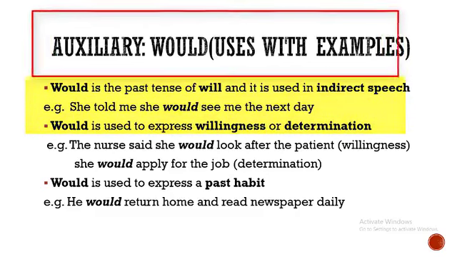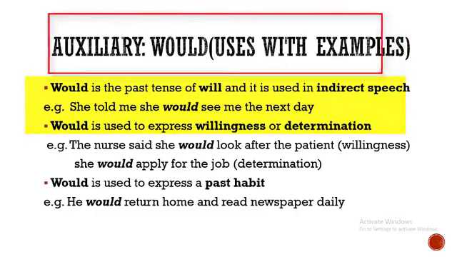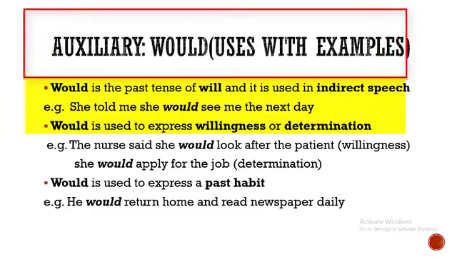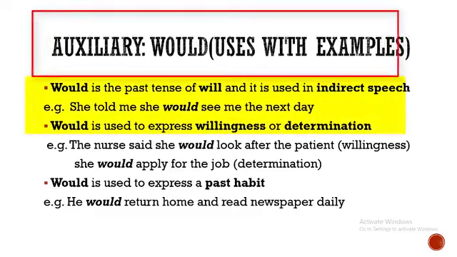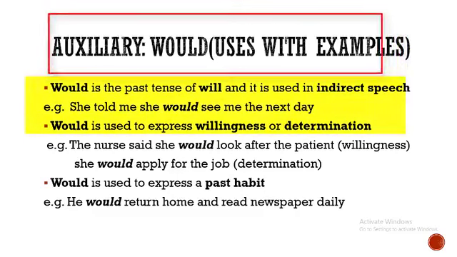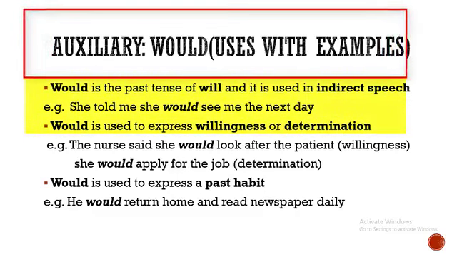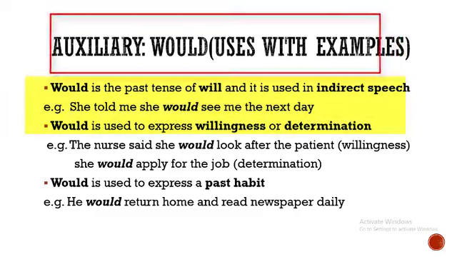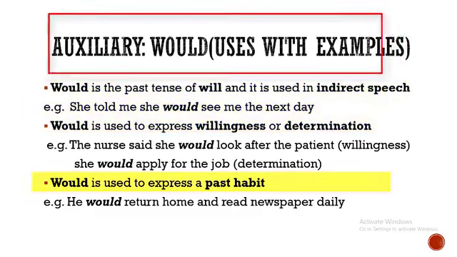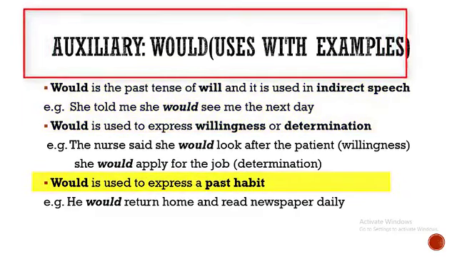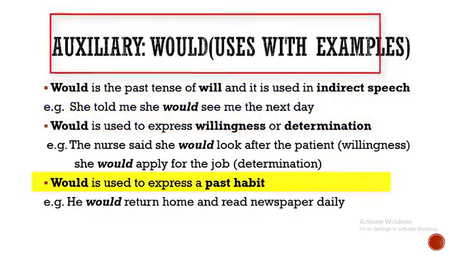Then also you can use would to express willingness. She would apply for the job, determination. The nurse said she would look after the patient. It simply means the nurse is willing to set aside her responsibilities and her biases and attend to the patient. So we can also use would to express a past habit. He would return home and read the newspaper daily.